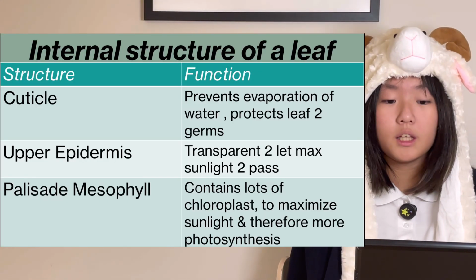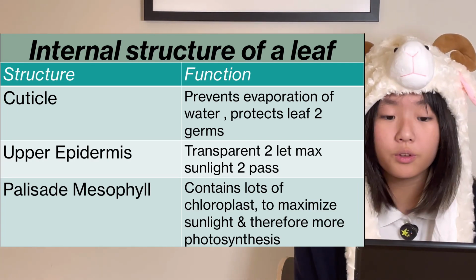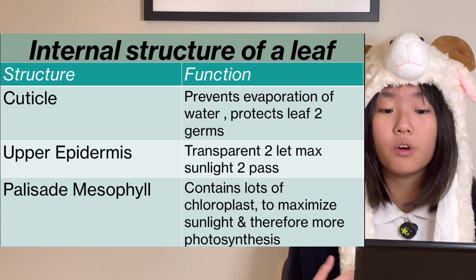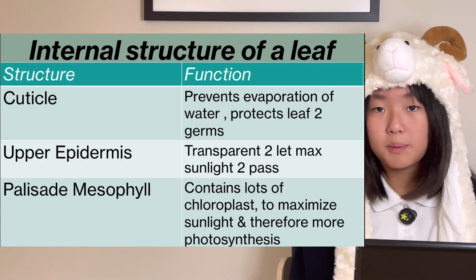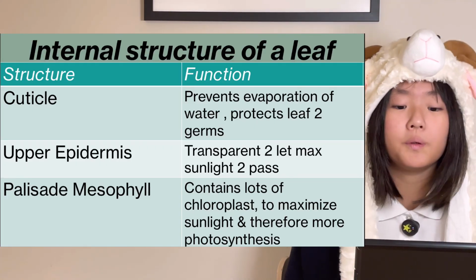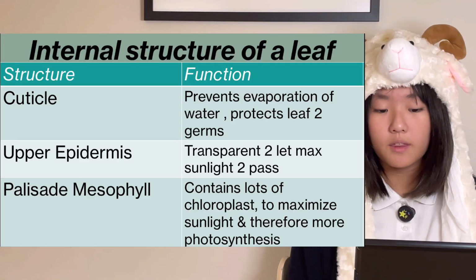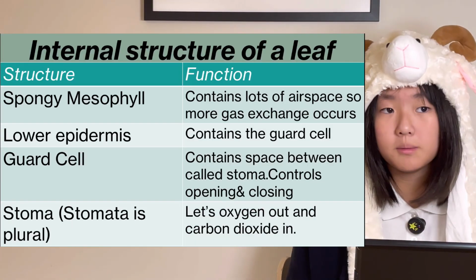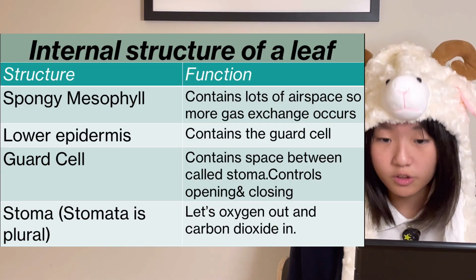Now I'll tell you what each structure does, and the function of it. The cuticle prevents evaporation of water and protects the leaf from germs. The upper epidermis is transparent to let maximum sunlight pass. The palisade mesophyll contains lots and lots of chloroplasts to maximize sunlight and therefore more photosynthesis. Spongy mesophyll contains lots of airspace, so more gas exchange can occur.